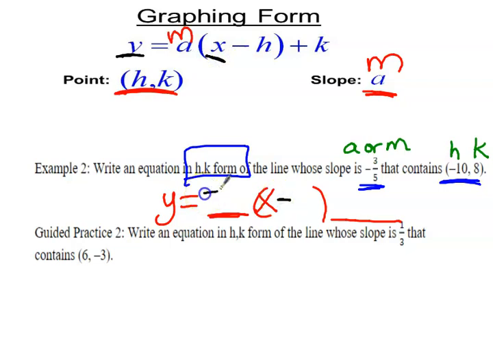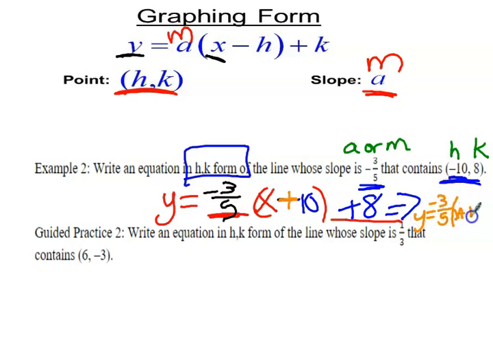So the slope is negative 3/5. I'm going to put that in front. My h is negative 10, and my k is plus 8. Okay, now I'm going to simplify it so these two negatives make a positive. So I have y equals negative 3/5 times x plus 10 plus 8 on the outside. Okay? All right, now let's try it again.